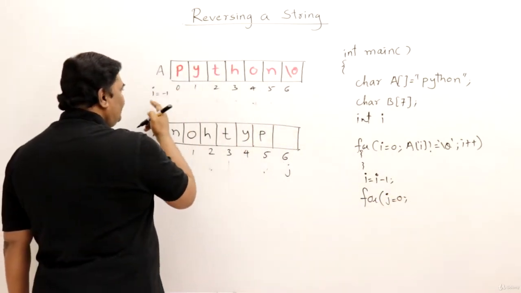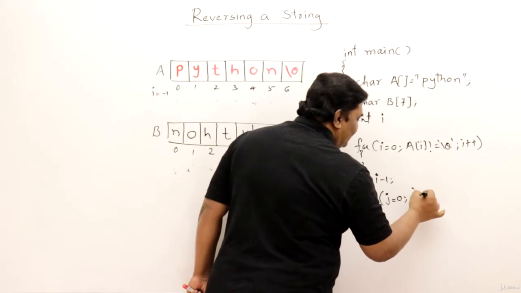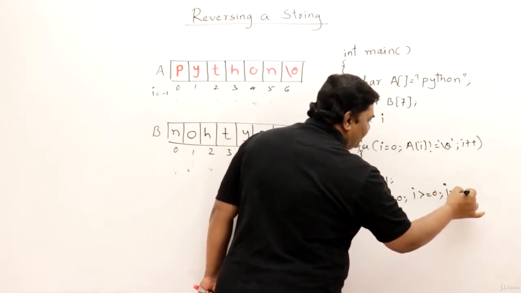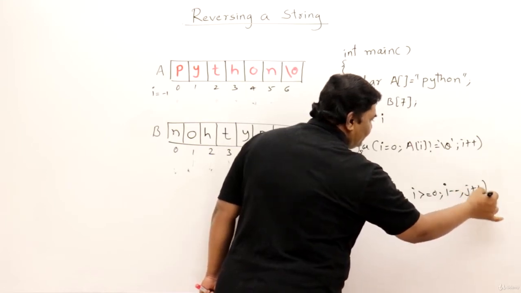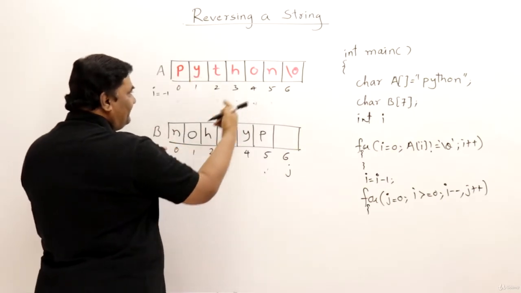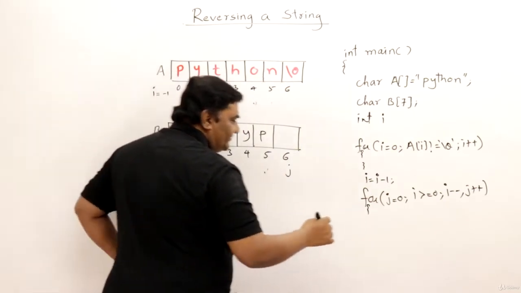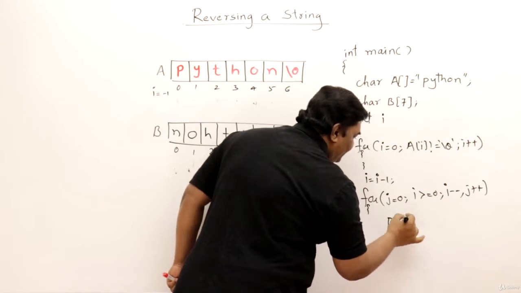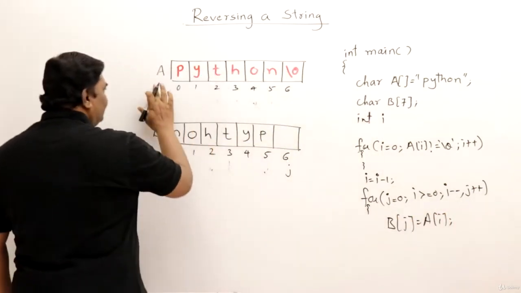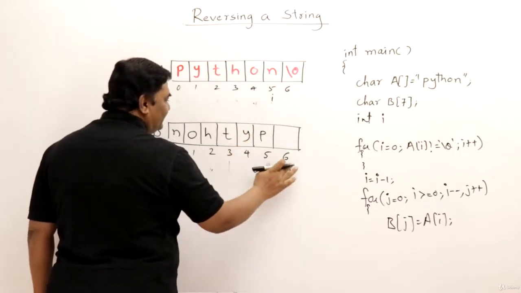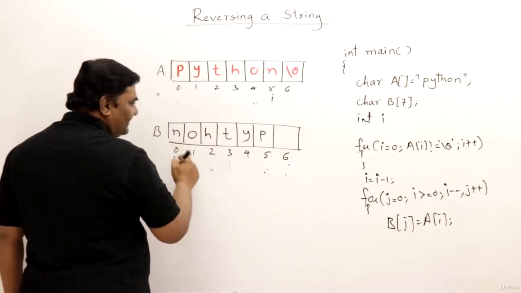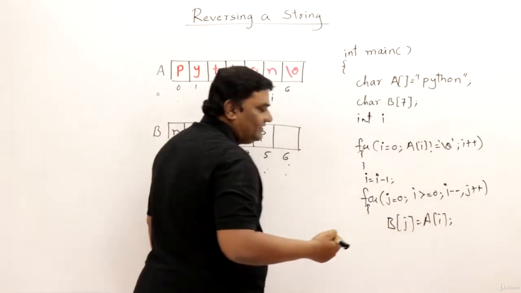And how long should I continue? As long as i is greater than or equal to 0. And every time I should do i--, j++. Then what I was doing was copying an alphabet from array A to array B, right? So inside B of j, I should copy A of i. See, initially when I was here, j was here, copy the element of A of i into B of j. So b[j] = a[i].